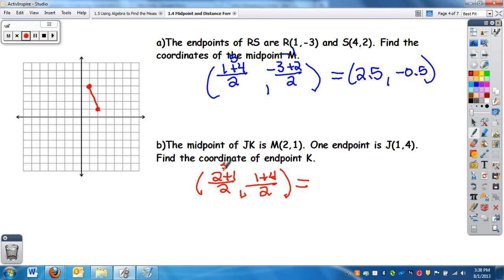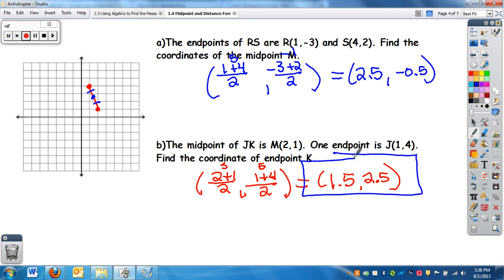That's 3 divided by 2, which is 1.5. 5 divided by 2 is 2.5, or 2 and a half if you like fractions. Alright, so I'm going to plot that point and see if it makes sense. 1.5, 2.5 is on my segment, and it looks like it's in the middle. So that is the midpoint of that segment.